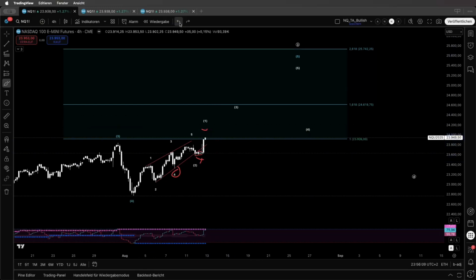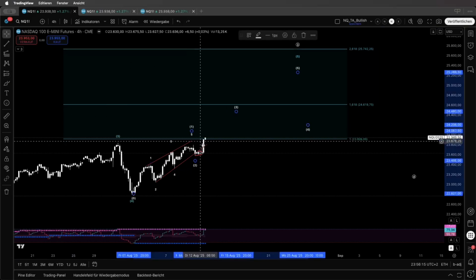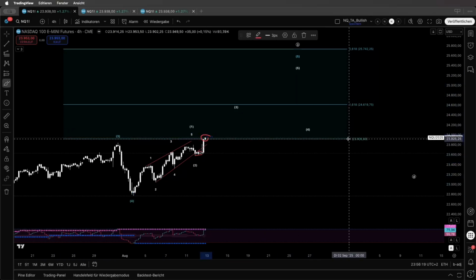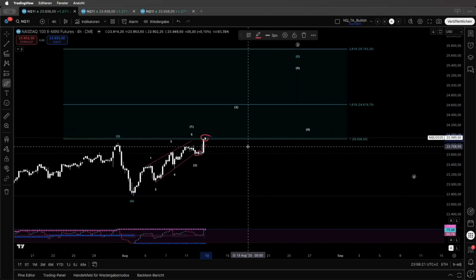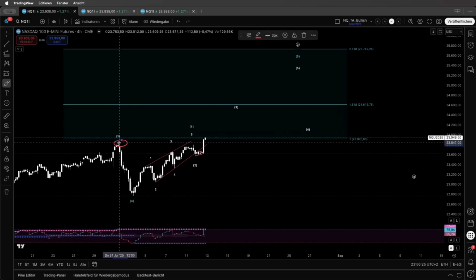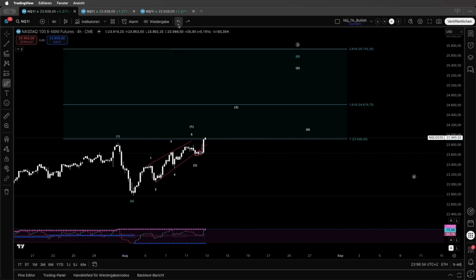But in this scenario, if we consider the wave 1 already topped here, we need to sustain now above the 100% extension, and I'm going to show you how I measure it, but we need to stay above the previous high, which is at around 23,857. We need to sustain above that, okay?